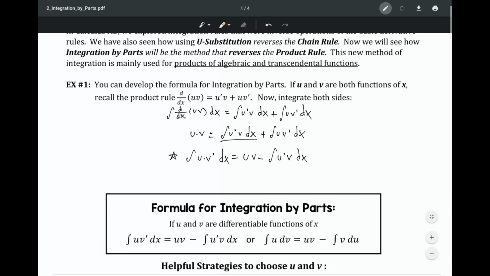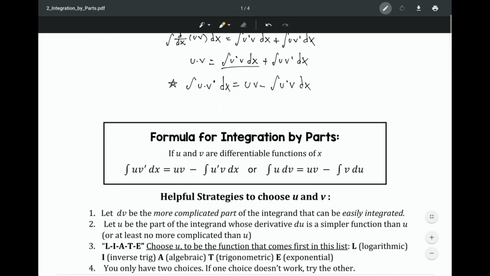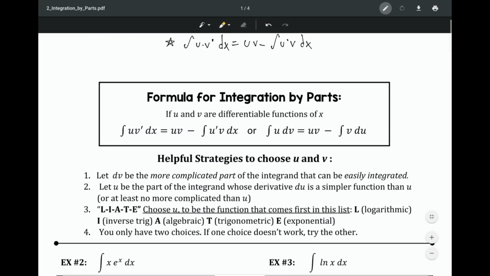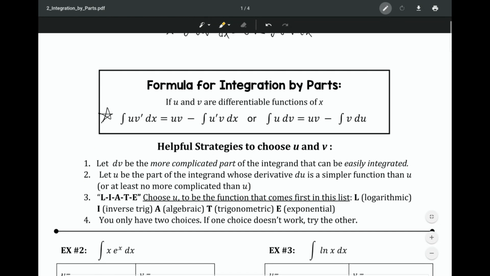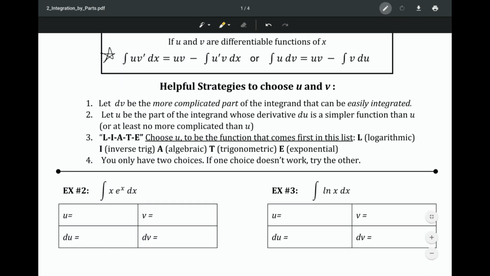Now, that all probably seems pretty vague right now, so we're going to show you a few things that would help you. The formula for integration by parts, the one you definitely need to remember, is this, which is what I wrote above. Now, there are some helpful strategies to choose u and v, and I'll show you what that means in a second. These are really important and very useful. We're going to let v be the more complicated part of the integrand that can be easily integrated.